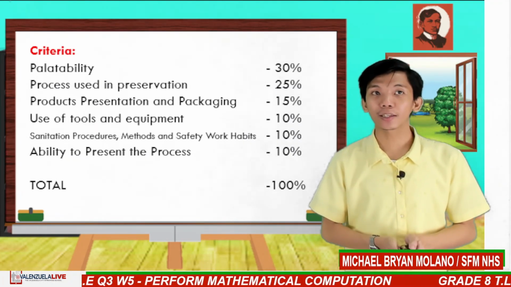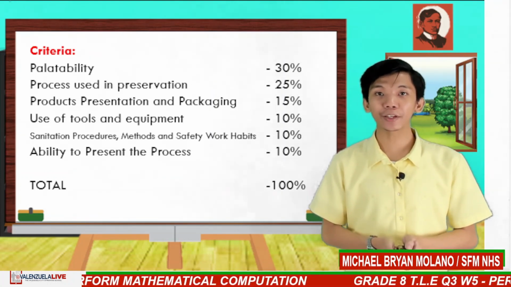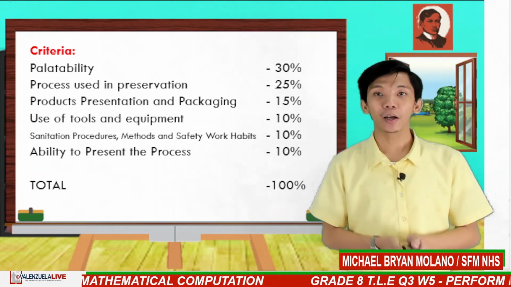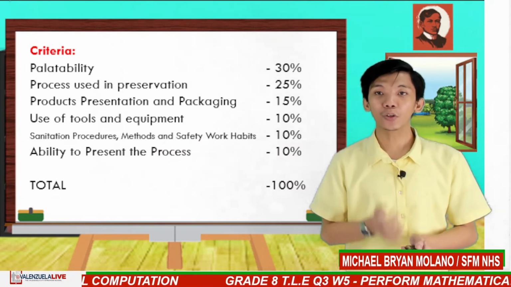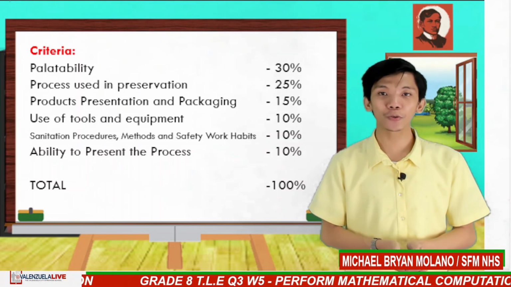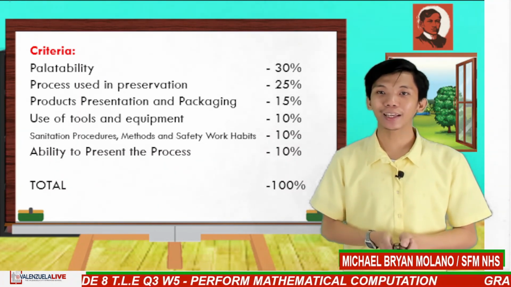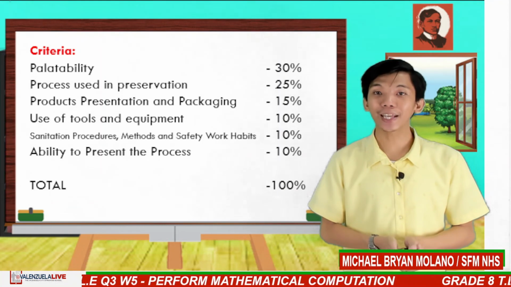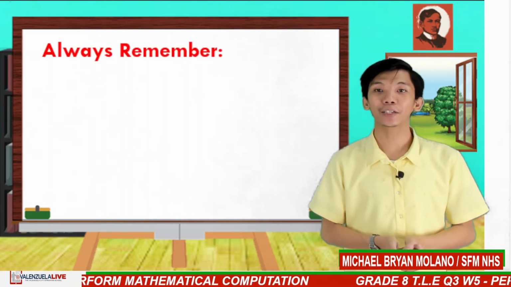Palatability, which is 30%, process use and preservation, 25%, product presentation and packaging, 15%, use of tools and equipment, 10%, sanitation procedure, methods, and safe work habits, 10%, and ability to present the process is 10%, a total of 100%.